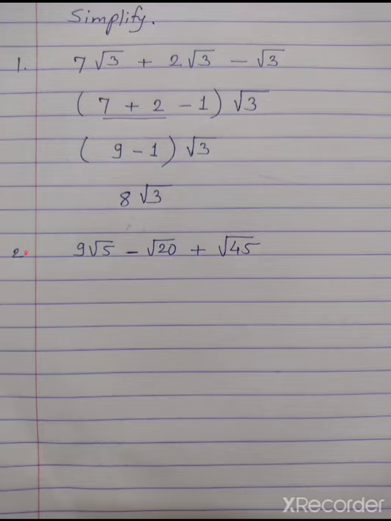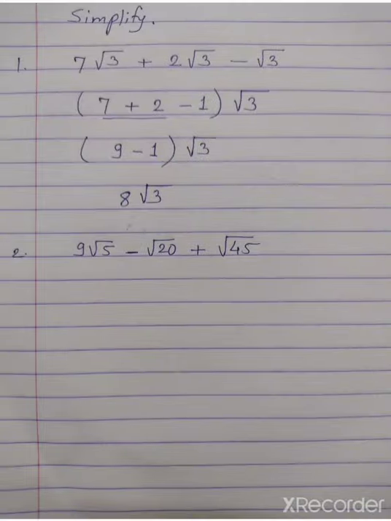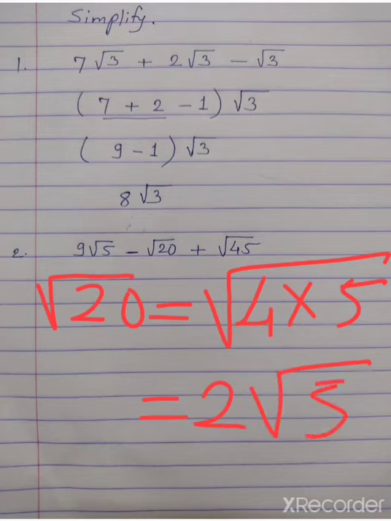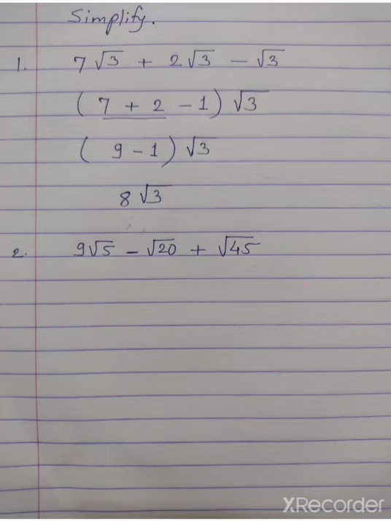In question number 2, you can see these surds are different, but these are similar surds. So first simplify them. Here I am simplifying this root 20. You can use one square number, that is 4 into 5. So when this 4 comes out, it will become 2 root 5. So this is the simplest form of root 20.